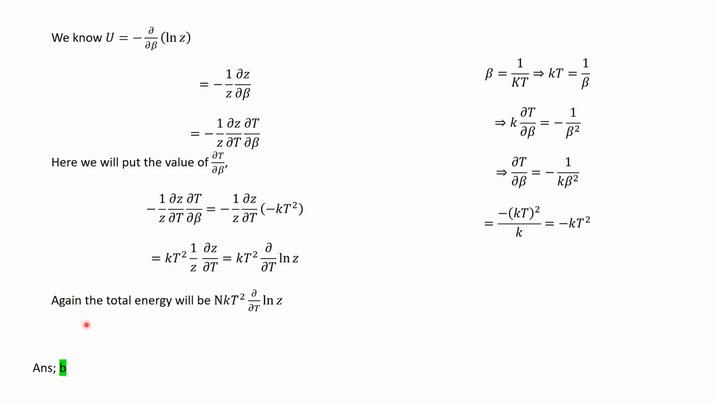And again, it has been asking for the total energy, so by multiplying by the value of n, we get the final result as n kT square del by del T ln Z. So option B is the right answer.